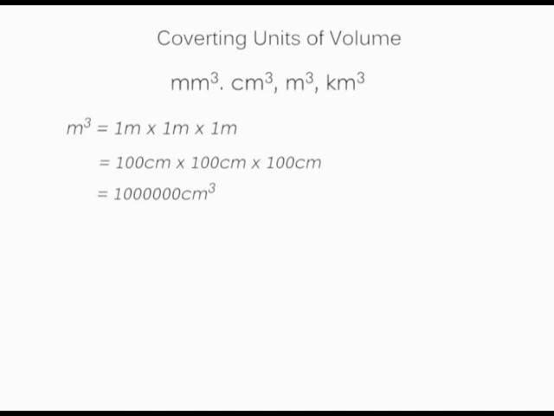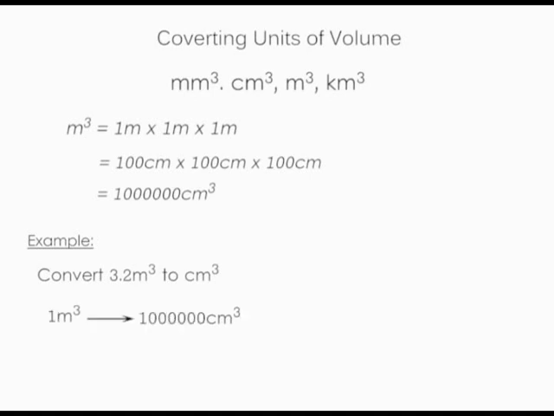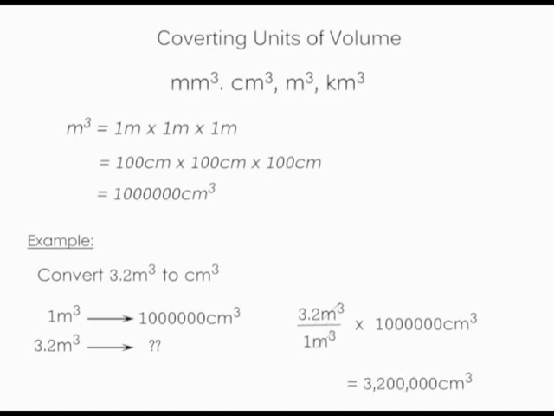For example, convert 3.2 cubic meters to centimeter cube. We say that 1 cubic meter is equal to 1,000,000 cubic centimeters. How about 3.2 cubic meters? So we have 3.2 cubic meters over 1 cubic meter times 1,000,000 cubic centimeters. The cubic meters cancel out, and that gives us 3,200,000 cubic centimeters.